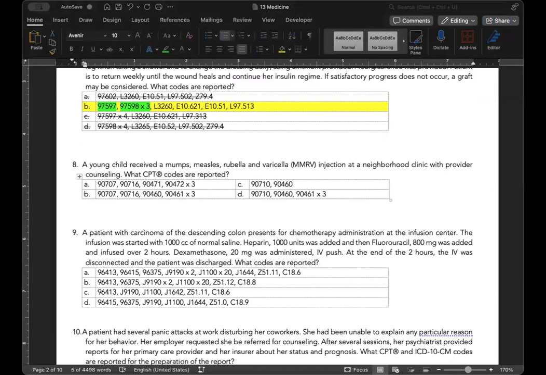A young child received a mumps, measles, rubella, and varicella injection, or an MMRV, at a neighborhood clinic with provider counseling. So what CPT codes should we report? So let's go look at 90707.